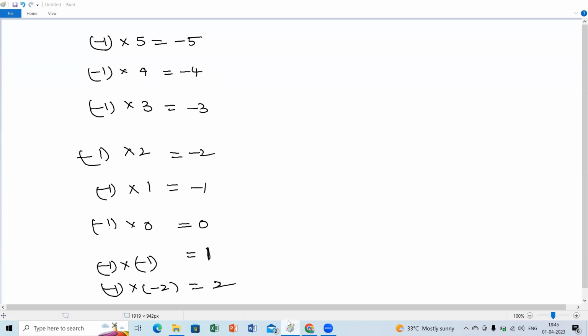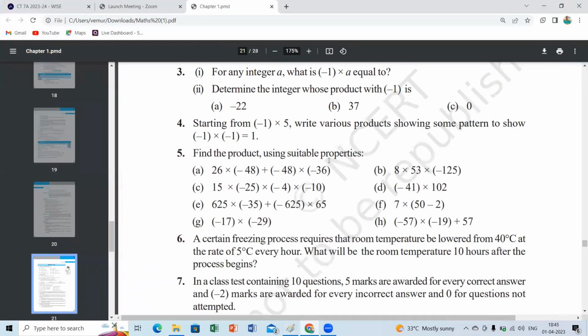What is the question they mentioned? Only the pattern you should frame. Negative multiplied with negative is positive. You should frame the pattern, and for that you should write all these.